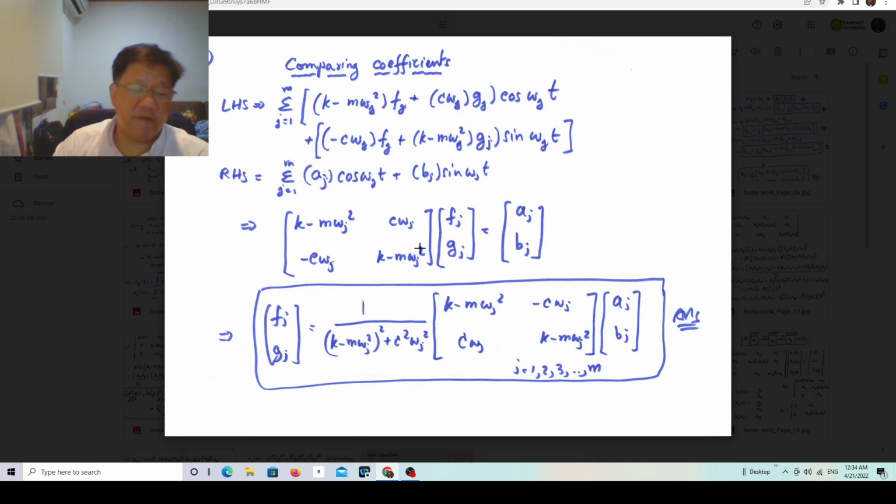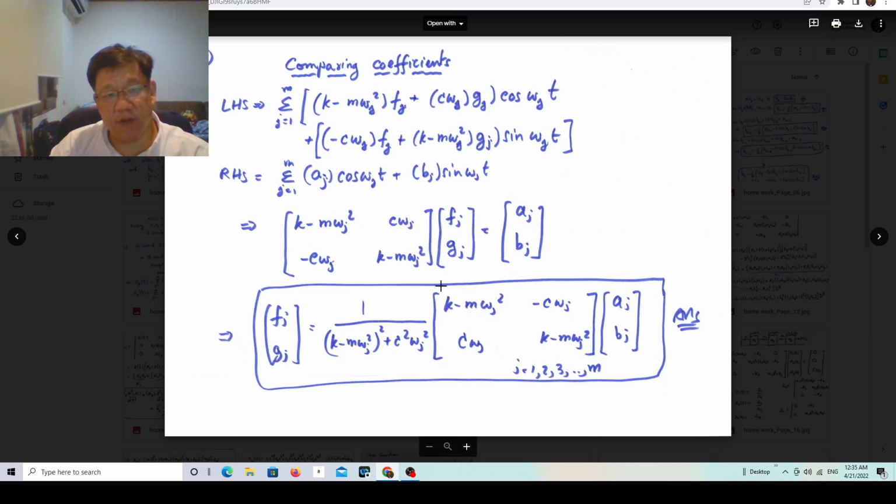And then again you have an equation with two variables, therefore you can find the general form, find the determinant and the inverse of this matrix form, multiplied by this vector of the right hand side. But this one is only for a specific j. You have to make sure that j is running from 1, 2, 3 up to m, so it's m independent sets of two simultaneous linear equations.